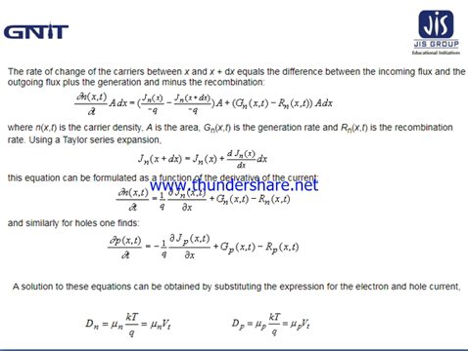Now what is diffusion coefficient, where does it come from? It comes due to the diffusion current. Diffusion current means the current flows due to the change in concentration, the concentration gradient.